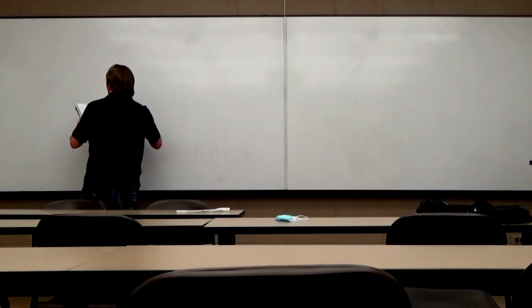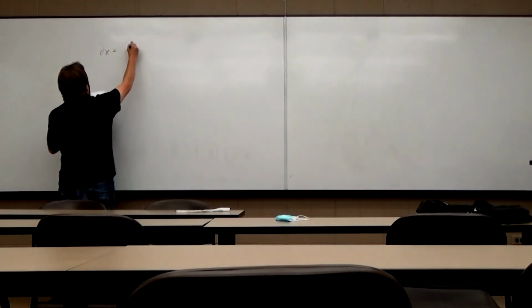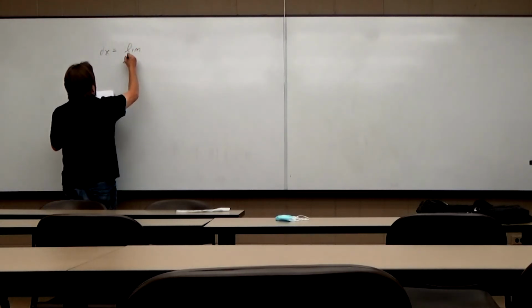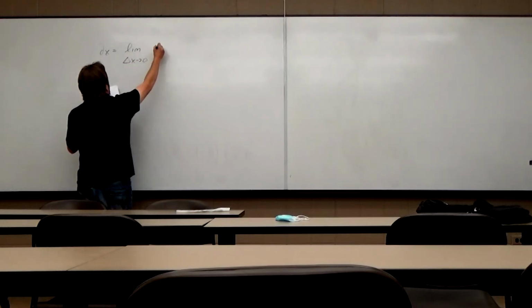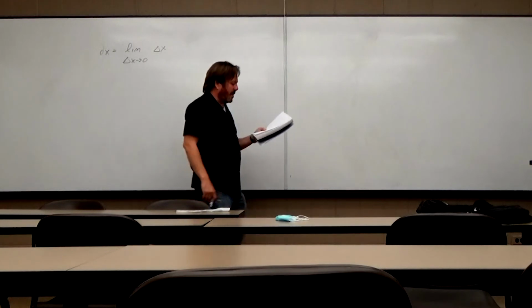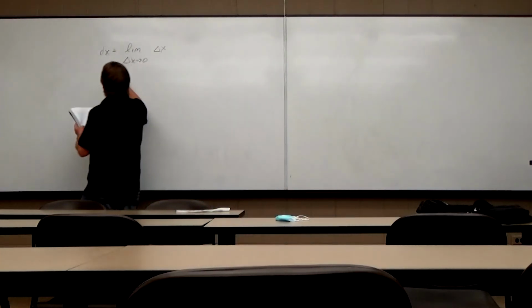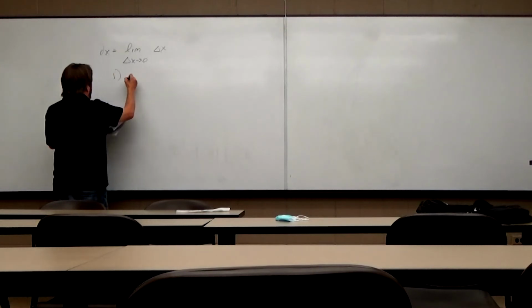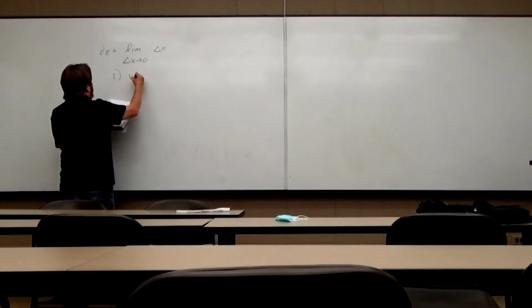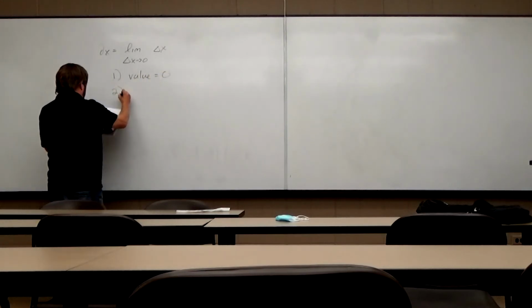So, remember that a partial is basically the limit of delta x going to zero of delta x. Okay. Now, I just want to point out, and I mentioned this before, but you need to be writing this down, this comes up a lot. It has a value of zero, but it has units.